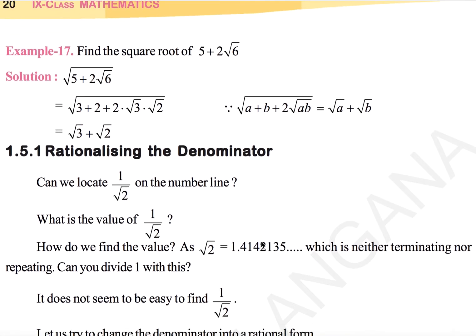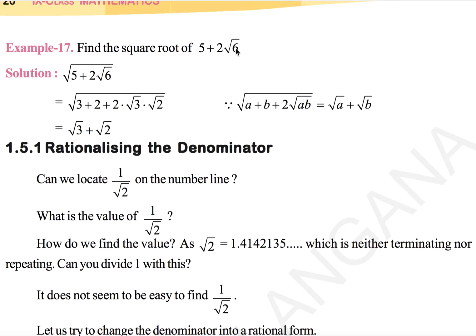Find the square root of 5 plus 2 root 6. Here 6 can be written as 3 into 2, and 5 can be written as 3 plus 2. So this is nothing but root 3 plus root 2. It is in the form of root 3 whole square plus root 2 whole square plus 2 into root 3 into root 2, right?